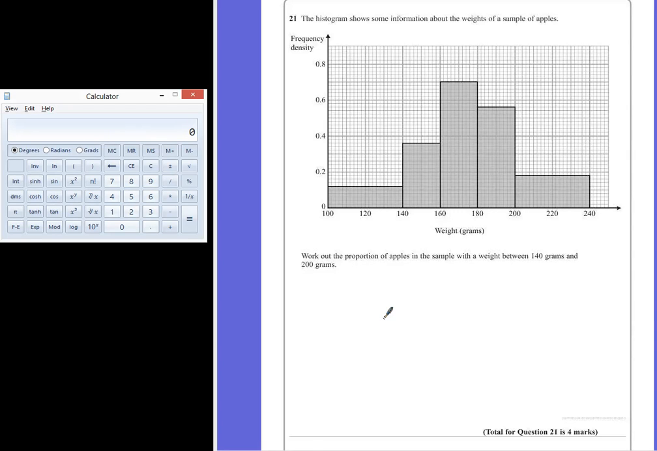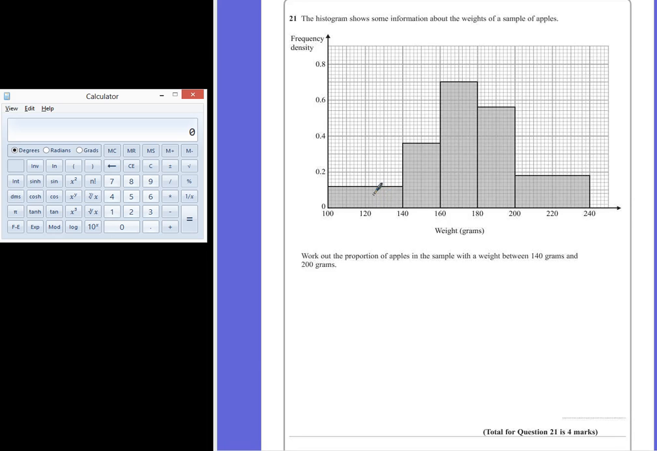Question 21. The histogram shows some information about the weights of a sample of apples. Work out the proportion of apples in the sample with a weight between 140 grams and 200 grams. To work out proportion, we need to know how many apples are between that weight and how many apples there are altogether. Now, a histogram shows frequency by the area of each of the blocks.